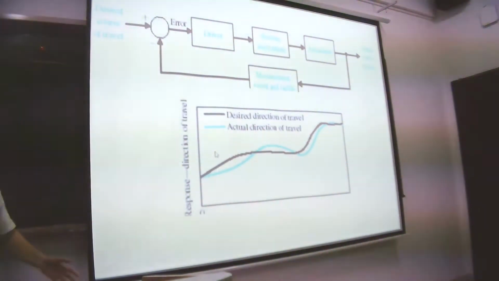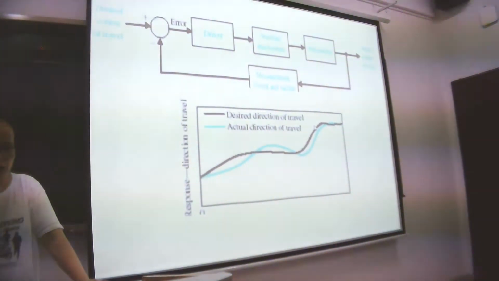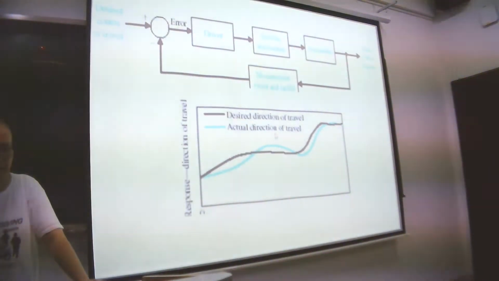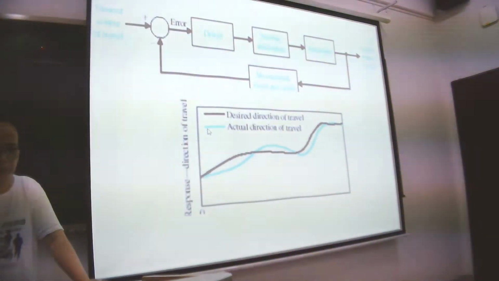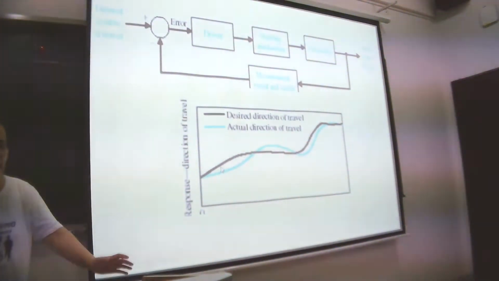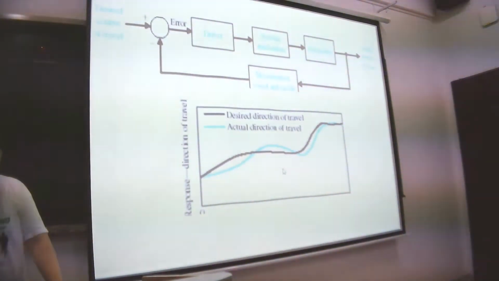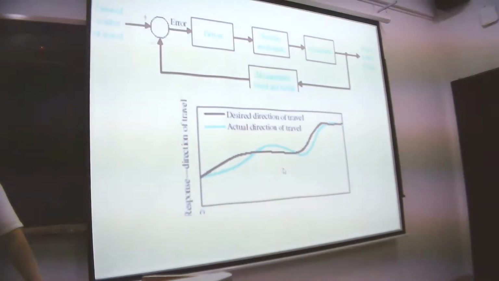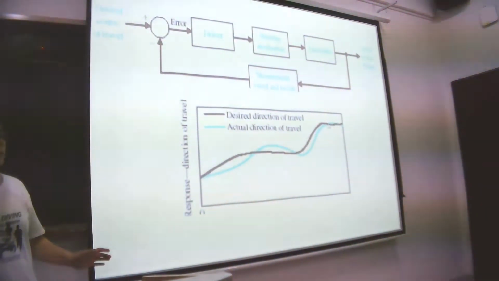Now we use this desired direction of travel and this actual direction of travel. We can see this black line is the desired direction, and this blue line is the actual direction. Between the two, there is an error. We can see that with the time change, this arrow disappeared.